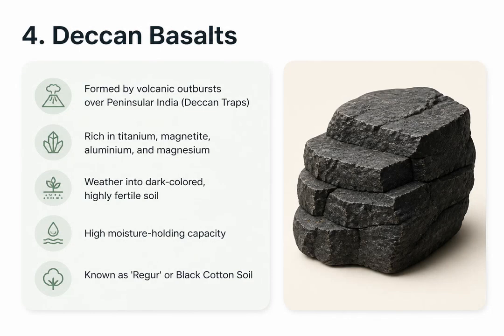These soils generally have lower fertility, though they maintain a fairly uniform character wherever they are found. The Deccan basalts have a dramatic origin. A massive volcanic outburst over peninsular India created the Deccan Traps, covering 1 million square kilometers in basaltic lava. These basalts are packed with titanium, magnetite, aluminum, and magnesium. When they weather, they create a dark, incredibly fertile soil with a high moisture holding capacity. You probably know this famous earth as Regur, or black cotton soil.